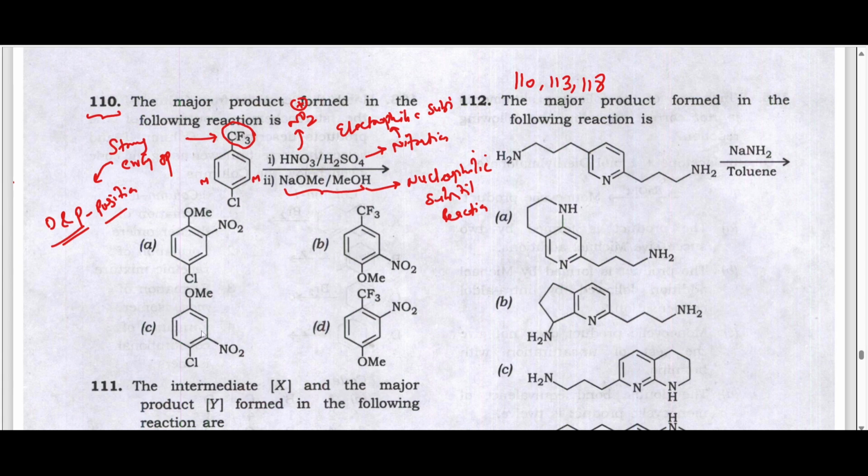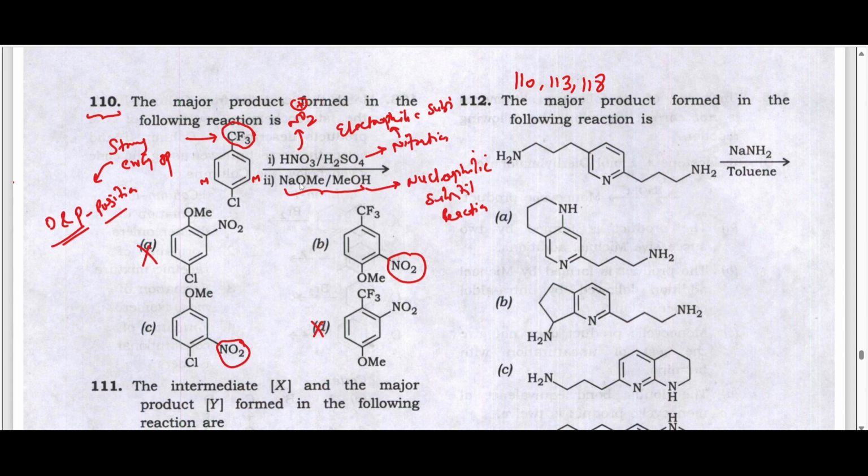And if you see these four options, in this case, nitro group at meta position is available only in two options. One is B and other is C. Yeah, in these two options. It means that A and D options are incorrect. Now come to the second step.